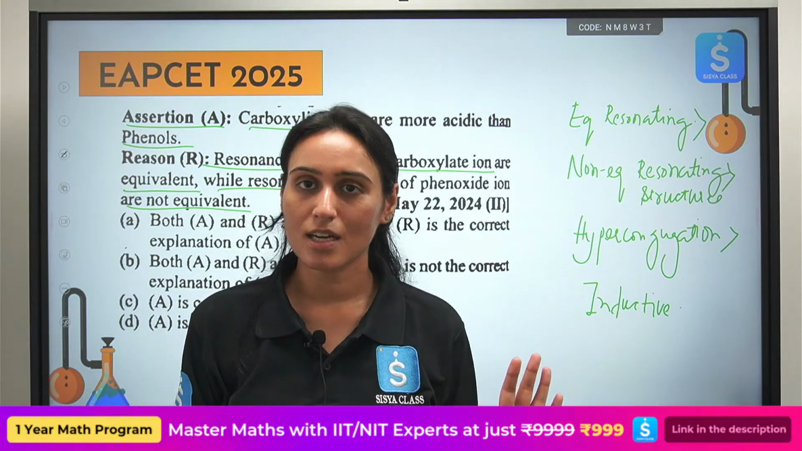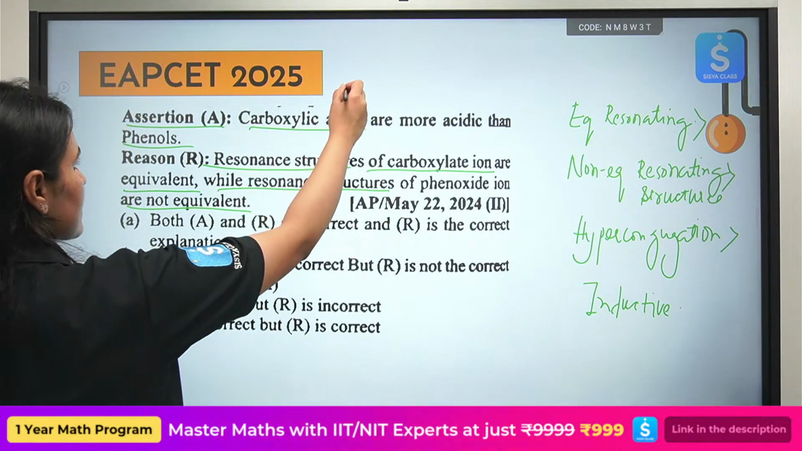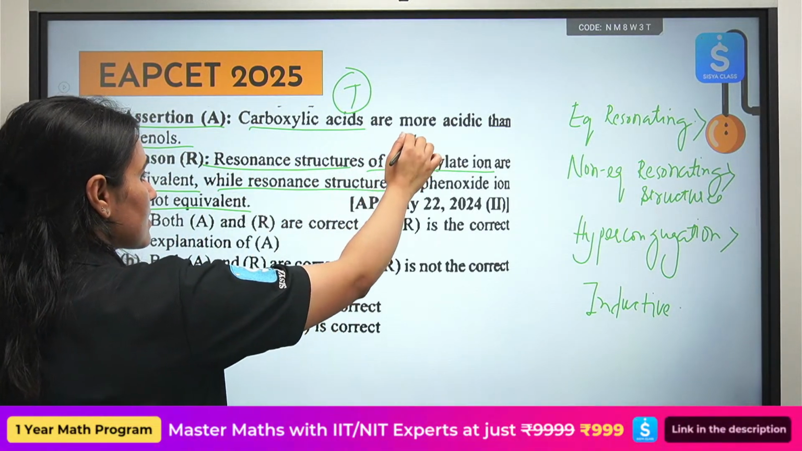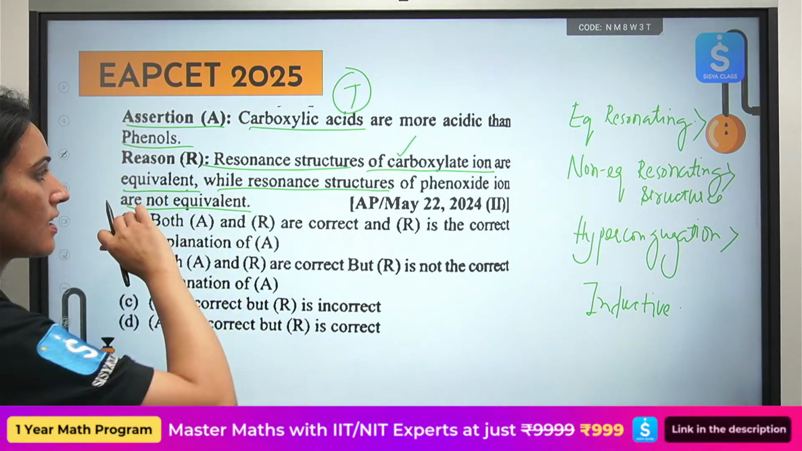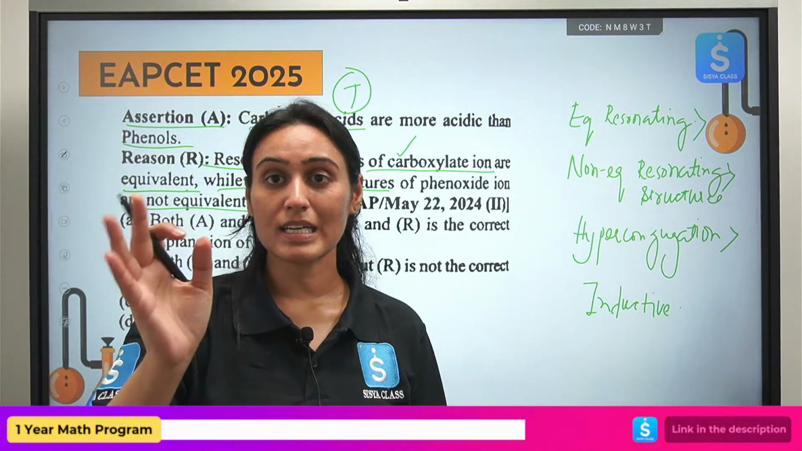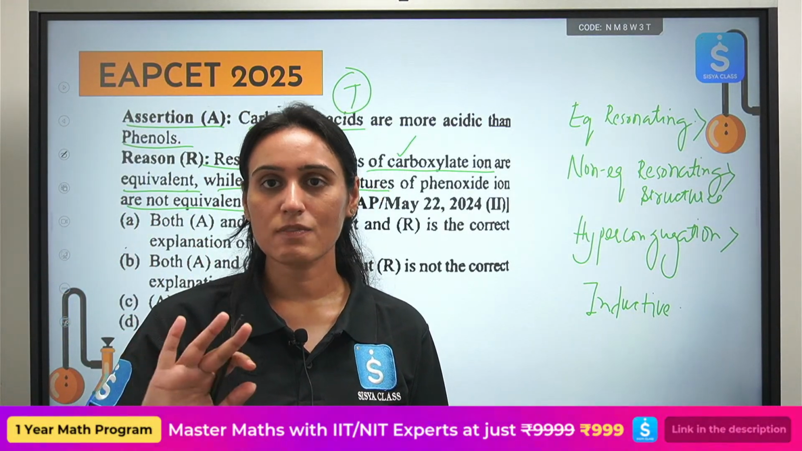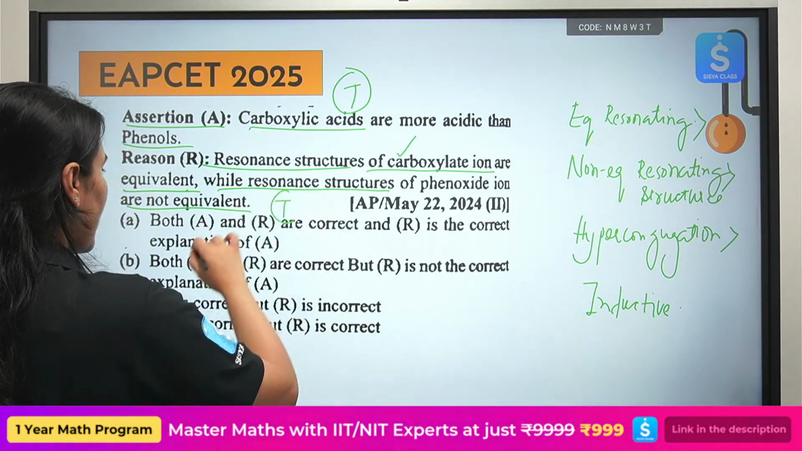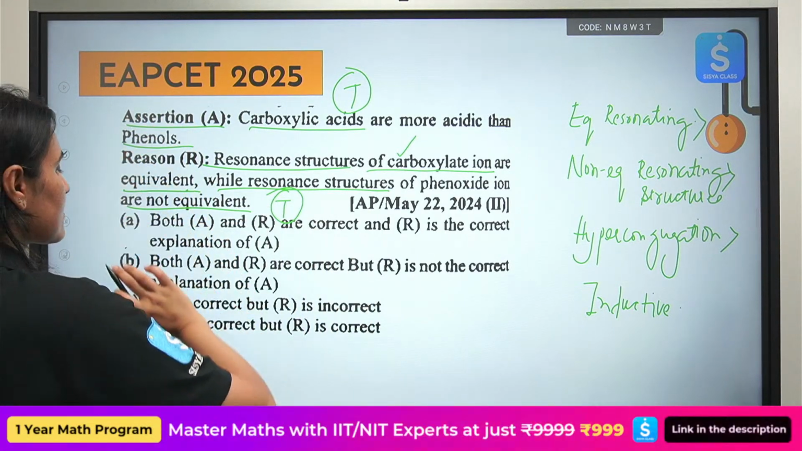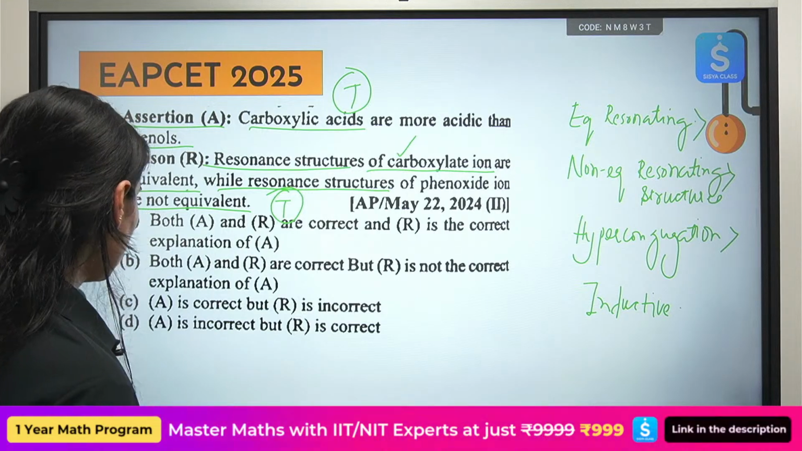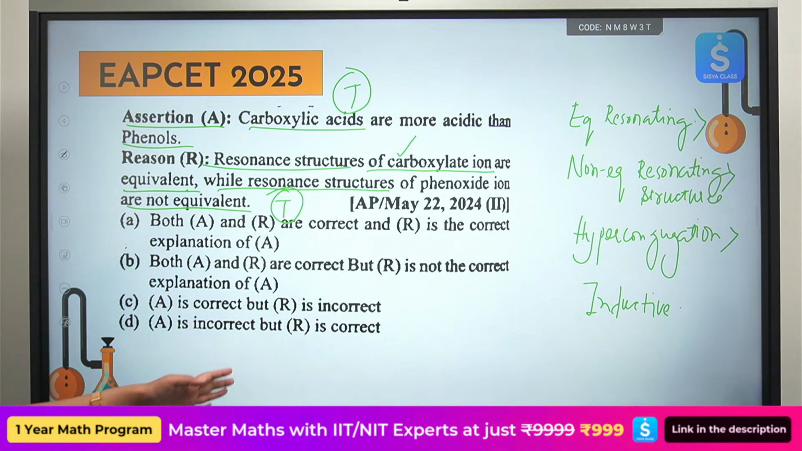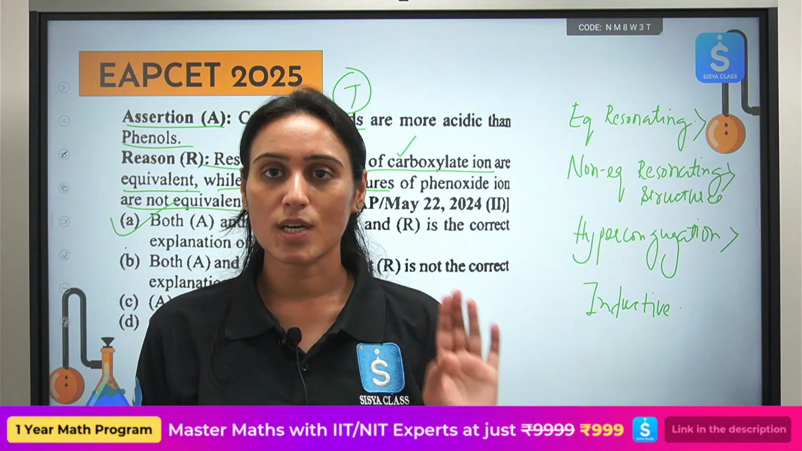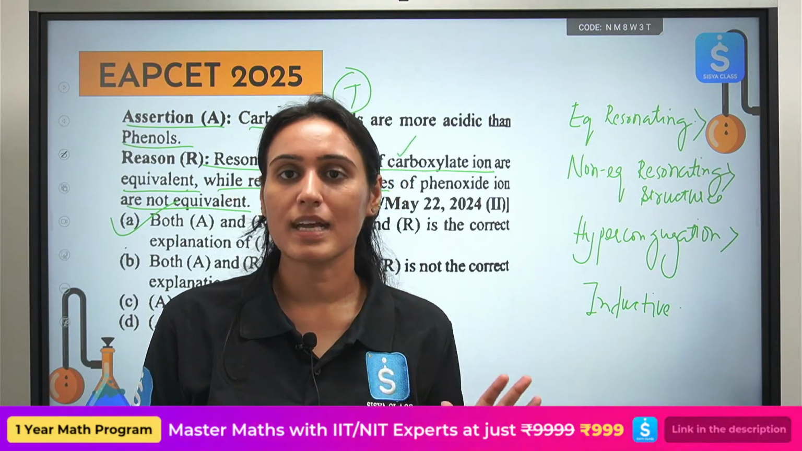Both assertion and reason are true. Yes, carboxylic acids are more acidic than phenols. The reason being that the carboxylate ion is going to show equivalent resonating structures, while phenoxide will show non-equivalent resonating structures. So both the statements are true, and your reason is the correct explanation of assertion. Both assertion and reason are correct, and reason is the correct explanation of assertion. I will show you the resonating structures also so that you can remember what we are trying to say.